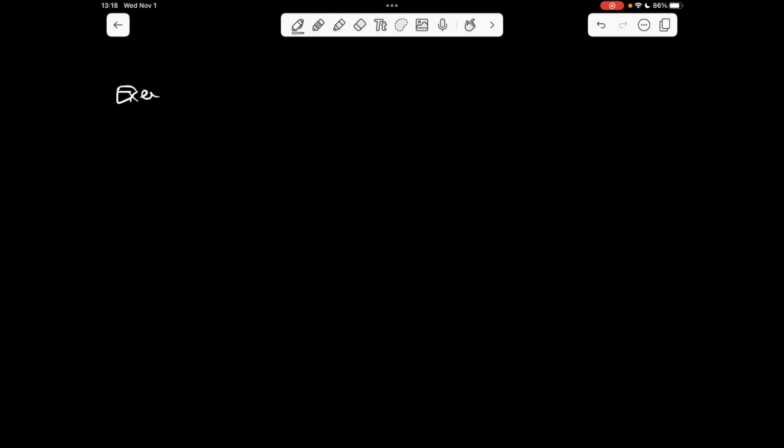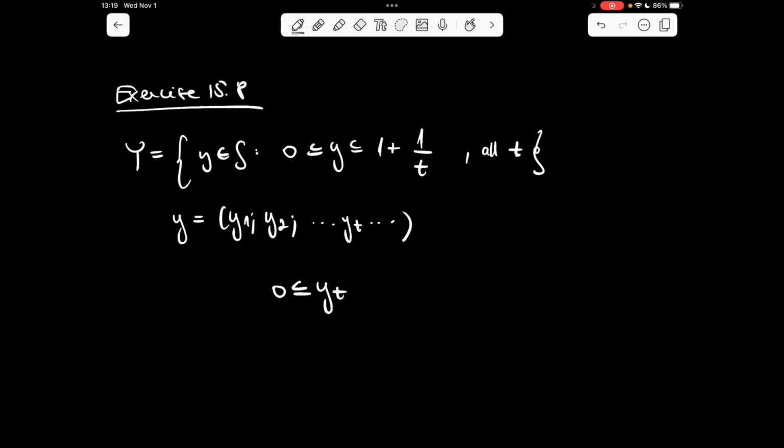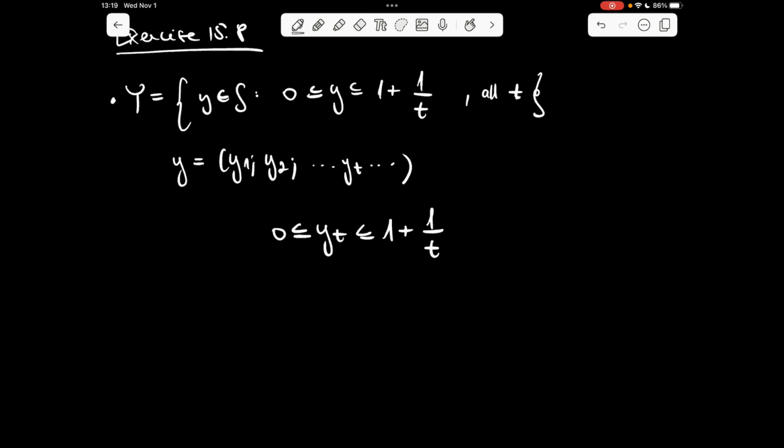The following exercise is exercise 15.8, which is the usual checking of assumptions. We have the following economy. We have a production set consisting of points in the space, the elements of which all lie in this interval, dependent on the time t. So this is the production set. It consists of sequences like this one, every element of which lies in this interval. This is the technology.